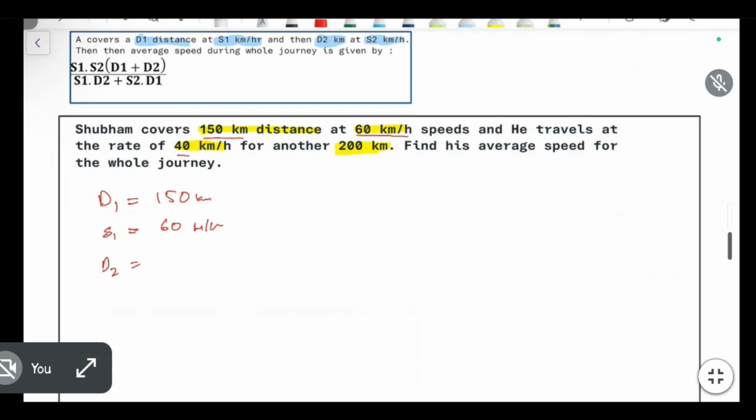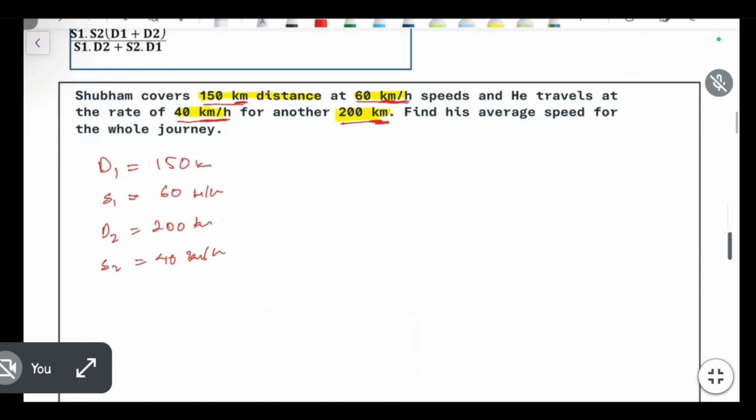Distance 2 is how much? This one, which is, oh no, this is speed. Distance 2 is this one, 200 kilometer, and speed 2 is what? 40 kilometer per hour. So if you look here, we see that all the units are the same. We have kilometer here, kilometer per hour here, kilometer here, kilometer per hour. Since this question has no options, I'll use it as kilometer per hour only.